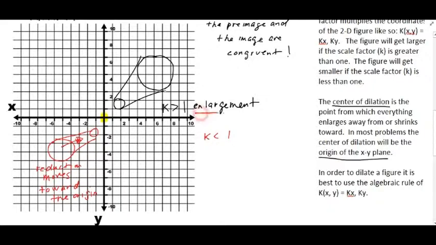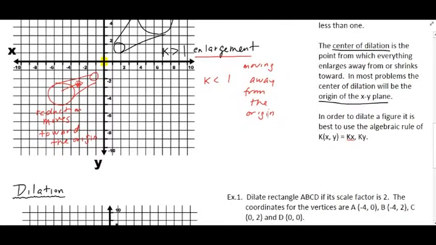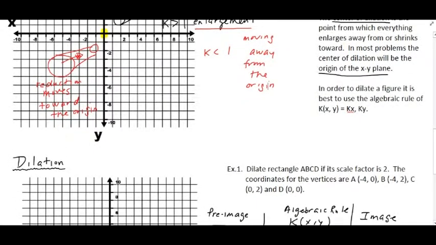So, in an enlargement, k is greater than 1, and it's moving away from the origin. When k is less than 1, it is moving towards the origin. And when k is equal to 1, the pre-image and the image remain the same size. The two figures are congruent. So if they give you a problem and say the scale factor is equal to 1, what do you know to be true? The pre-image and the image will be congruent.